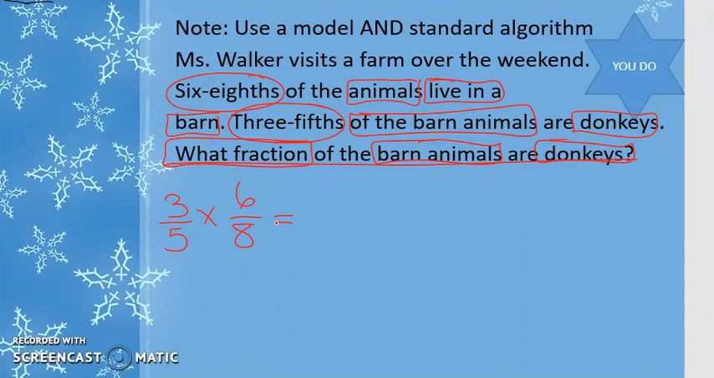And if we wanted to do standard algorithm, you would do 3 times 6 is 18. 5 times 8 is equal to 40. And then we want to see what number or factor both 18 and 40 have in common. We know that we can use 2, so we're going to say 18 divided by 2 and 40 divided by 2 equals 9/20. And 9 and 20 don't share any common factors, so we know that we can't reduce this any further. So this number is in simplest form. So 9/20 of these barn animals are donkeys.